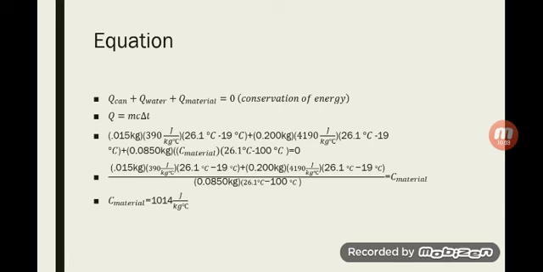Now, if we put that to the other side and divide by 0.0850 kg and its change in temperature, we can get the C of material, which is simply adding the two values, Q can plus Q water, and dividing by the mass and change in temperature of the material. C material is equal to 1014 joules per kilogram degrees Celsius.